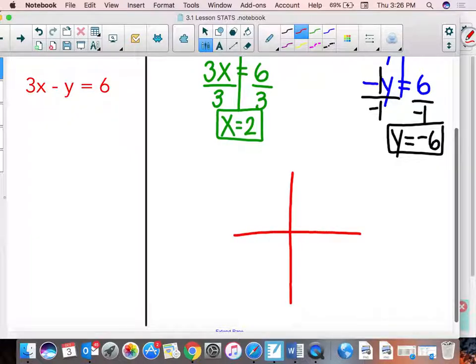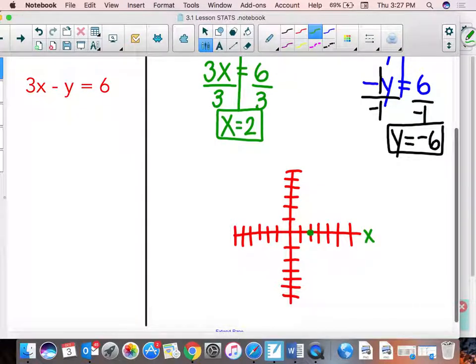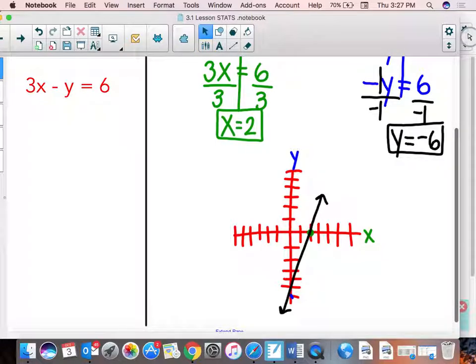So let's go 6 in each direction. 1, 2, 3, 4, 5, 6. Let's graph those points. So on the x-axis, I'm going to put a dot on 2. On the y-axis, I'm going to put a dot on negative 6. And I am going to, oops, not a good start to my line. Much steeper than that. Connect those 2 points. Make sure you connect your 2 points with a line.